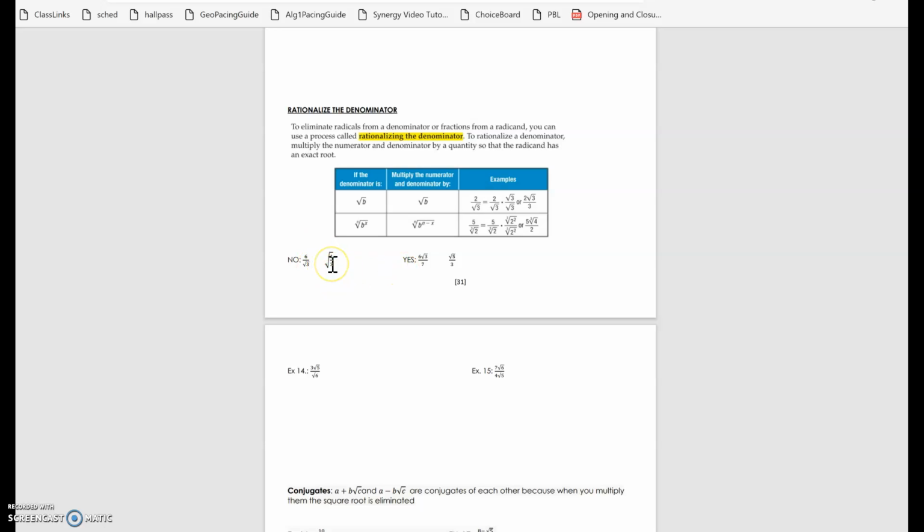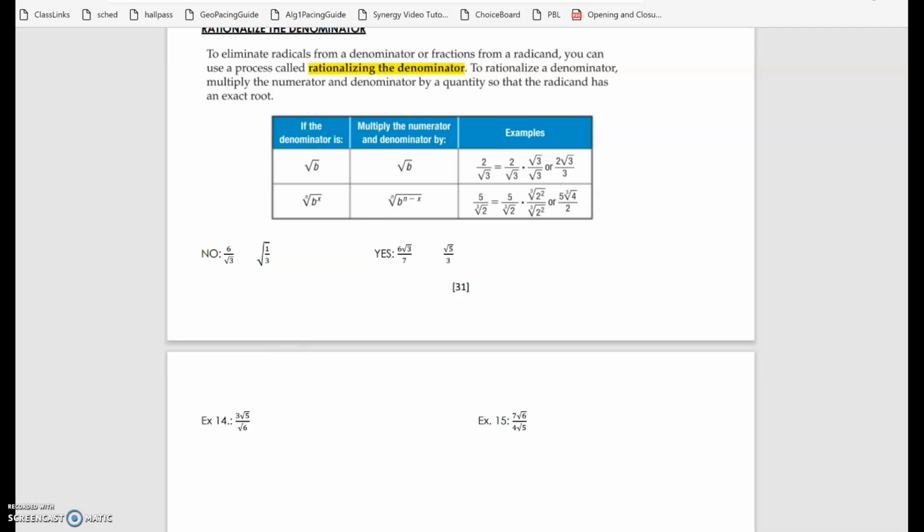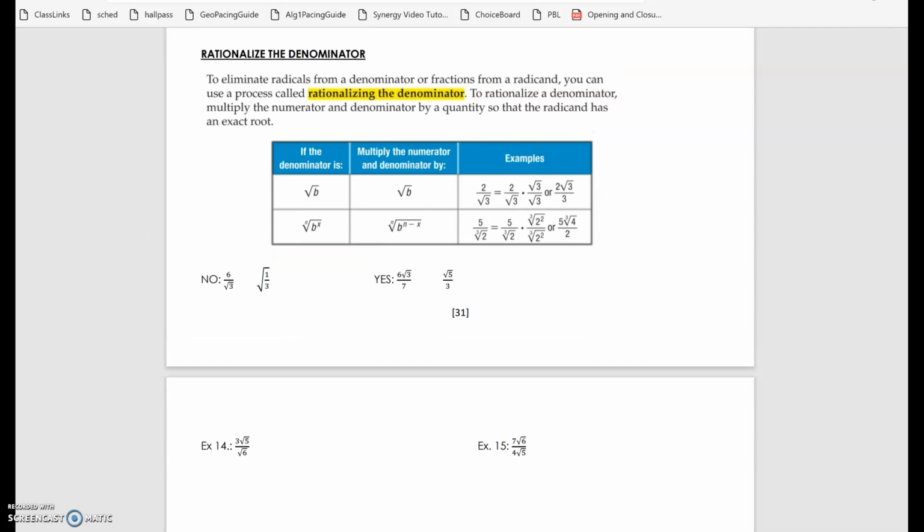We've also done this a couple times. We know that you cannot have a square root in the denominator. If you do, you have to keep simplifying it. So that's what this is telling you in this chart. So check this out. That's what the chart's saying.